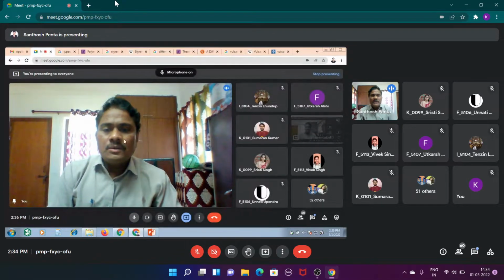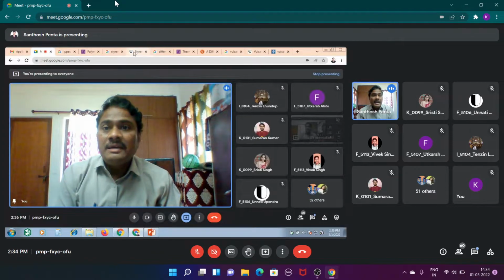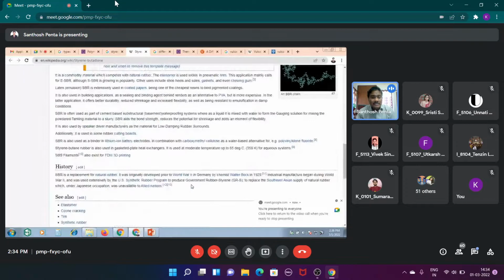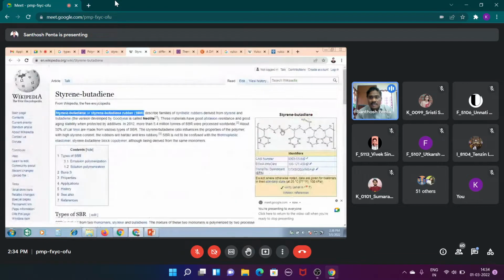In the copolymerization, what happened? The reaction of styrene. What is the styrene structure? Here it was not written, but the styrene structure is the benzene ring with CH double bond CH2.